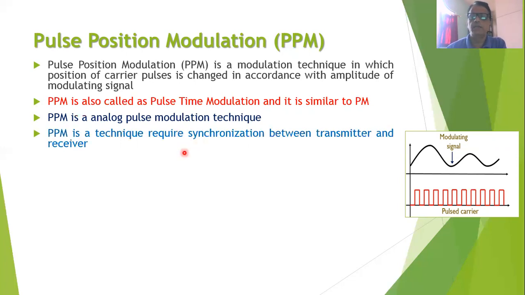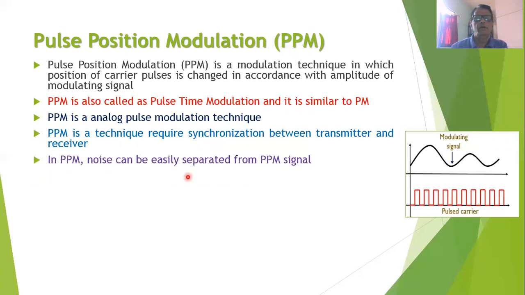The PPM technique is a technique where we will require synchronization between the transmitter and the receiver. If there is no synchronization, then this modulation technique will fail. In PPM, it is possible that noise is generated, and such noise can be easily separated from the PPM signal, because in the PPM signal the amplitude is constant and the width is also constant, and therefore the noise can be easily separated.